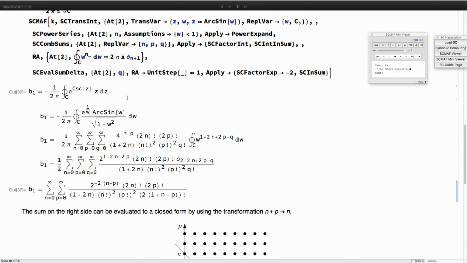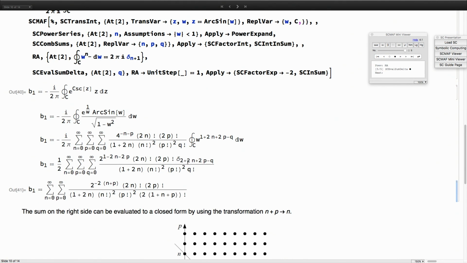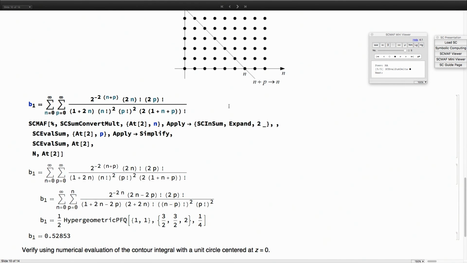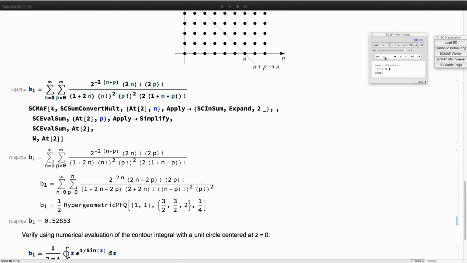Okay? So it is transformed to this integral, and this integral is expanded in series completely. This is an infinite series. And this series is a double sum, and as is, it does not evaluate. If you call the sum function as is, it does not evaluate.